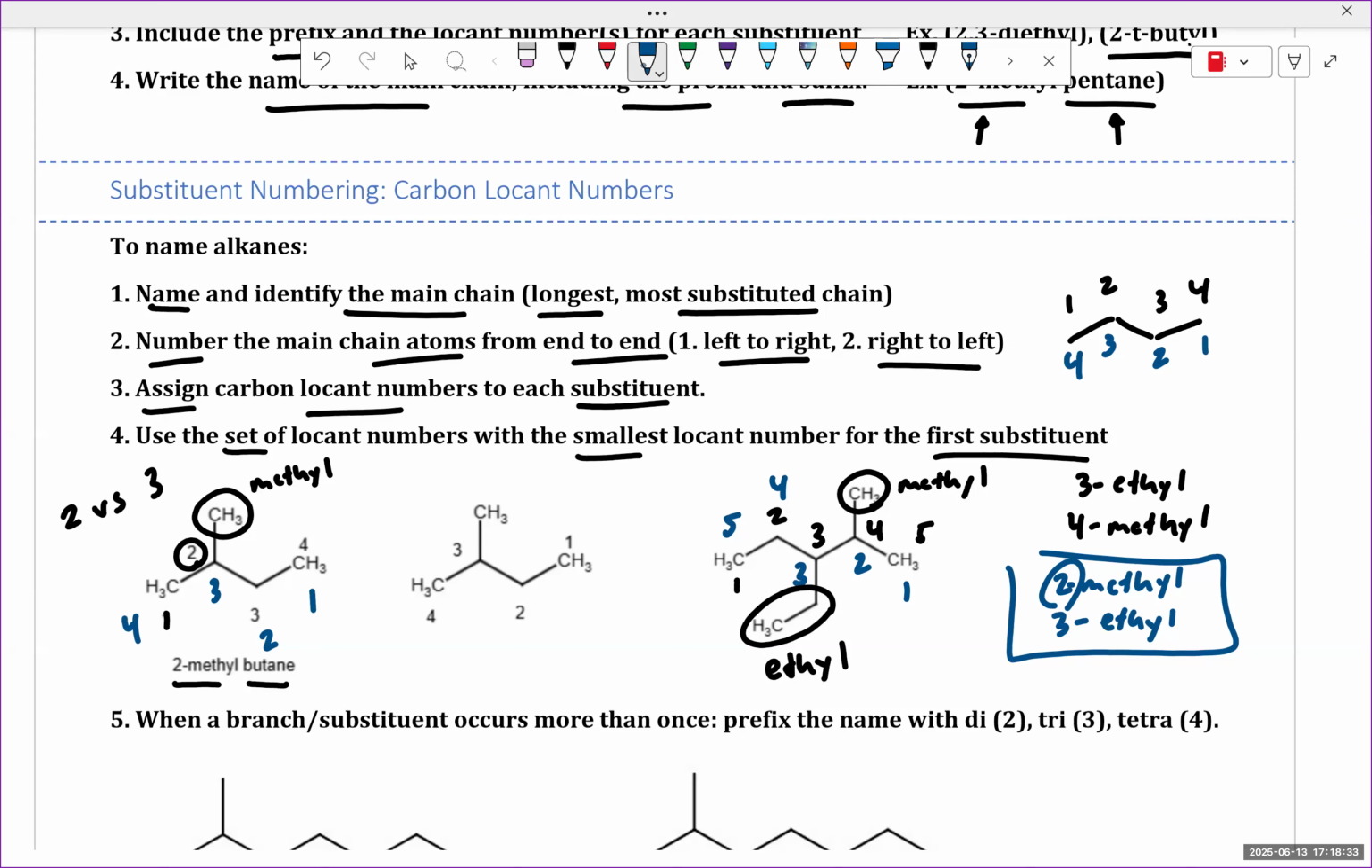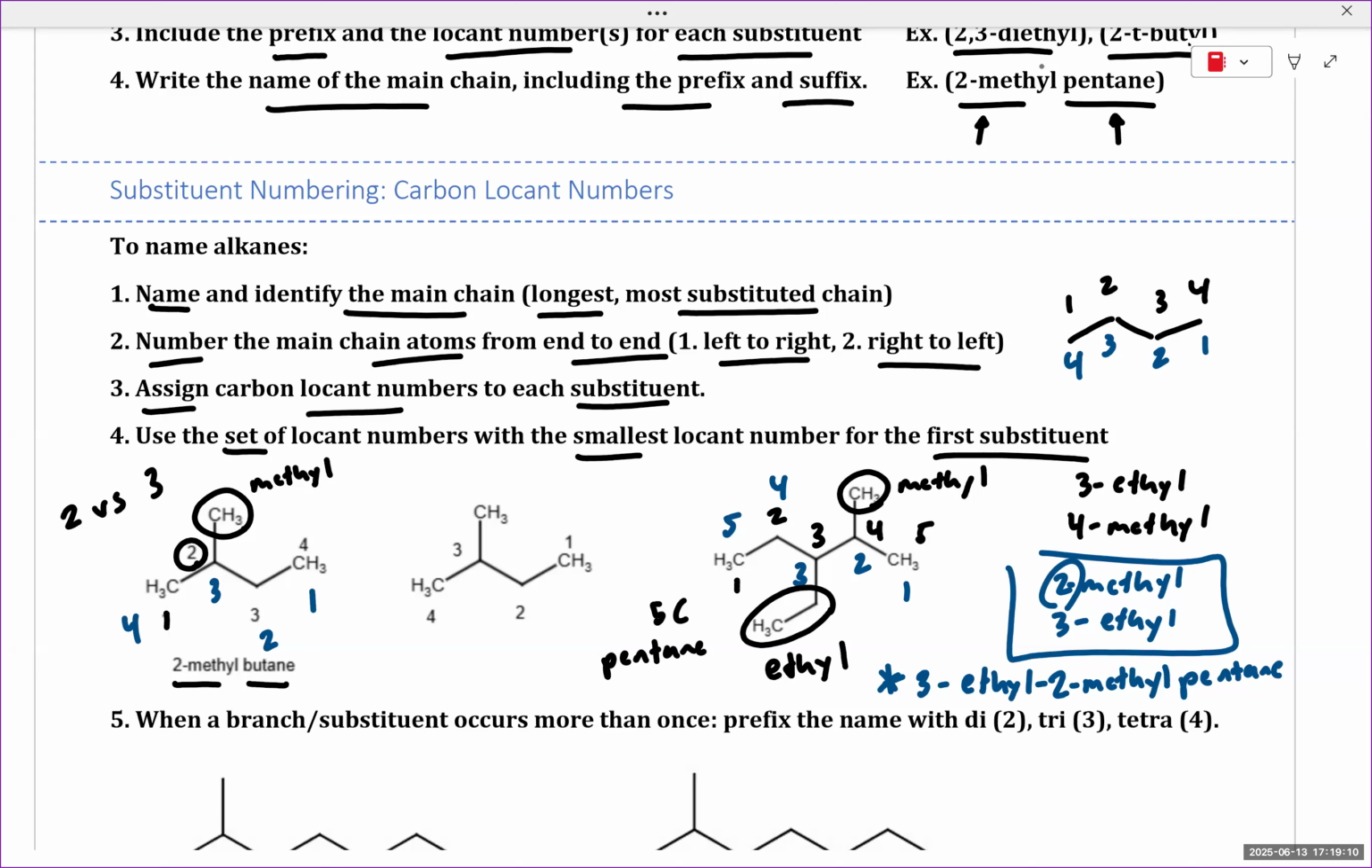Arranging this in alphabetical order, ethyl goes first, so we name this compound as 3-ethyl, 2-methyl, and then finally, because we have a 5-carbon main chain, 5 carbons would be pentane. So this would be 3-ethyl, 2-methylpentane. Again, you'll want to choose the set of locant numbers that gives the smallest locant number for the first substituent.